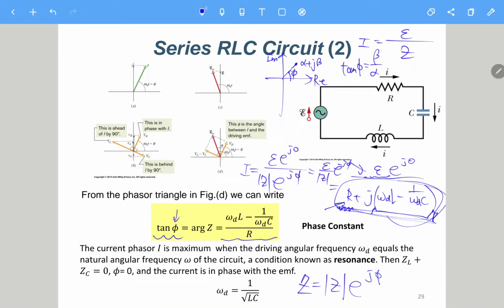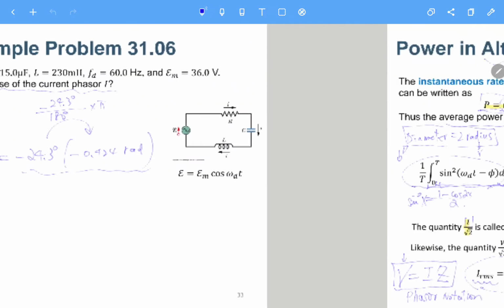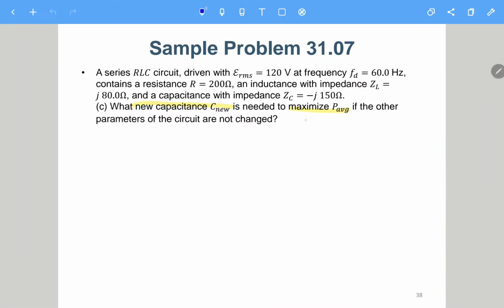We hope this part to be 0, so that it can make phi to be 0. Then the voltage and the current will be in phase, and all the power will be consumed by the resistor. So the point is that the imaginary part has to be 0, which means that here we need to maximize P average.